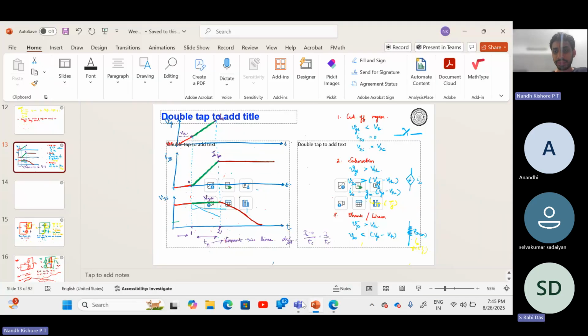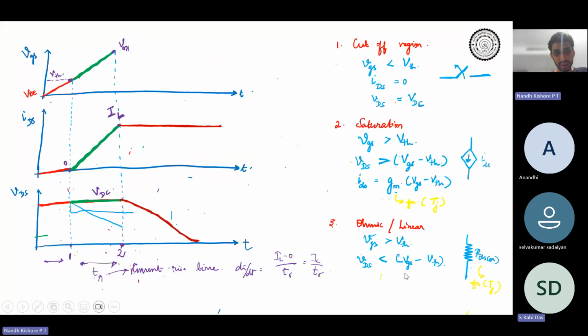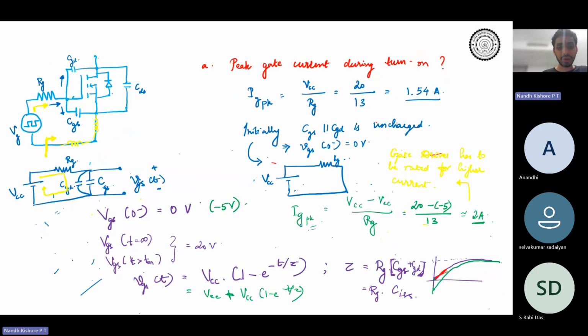I hope I have that. Can I use the exponential equation for the initial voltage from V1, meaning threshold, to V Miller? Correct. So that is what we have to do. Just substitute over here.